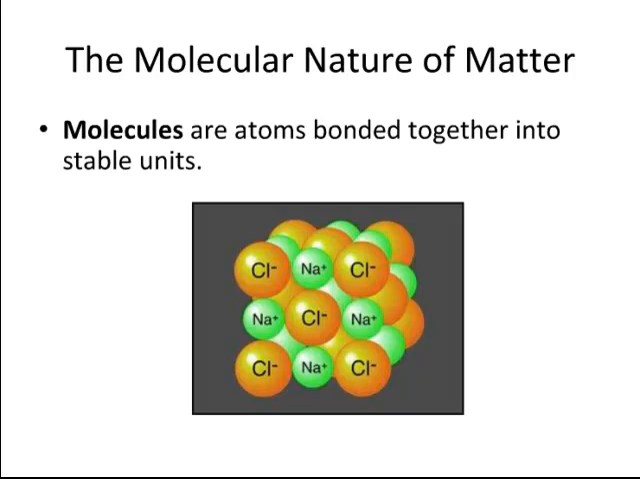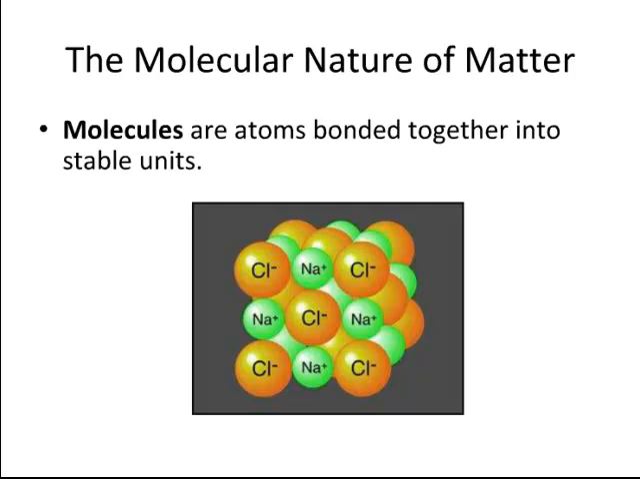Alright, back to molecules and matter. So we know that elements are made out of just one type of atom, and we know that molecules are made out of more than one type of atom, and those atoms are bonded together, they're joined together. So in the picture here we've got sodium chloride, normal table salt.